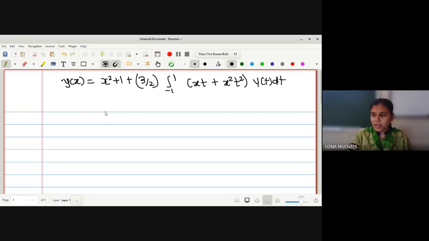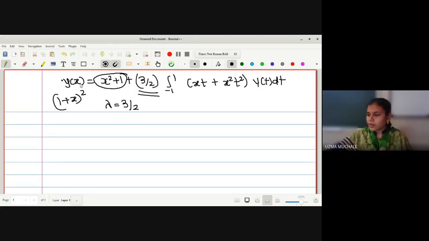As we can see here, the value of lambda provided to us is 3 by 2. In the last example, the value of lambda was 1 and the function f of x was 1 plus x, whole square. The kernel, the function inside our integration, is the same, and the integration is also within the same limits. So what has changed from the last example is our f of x and the value of lambda.